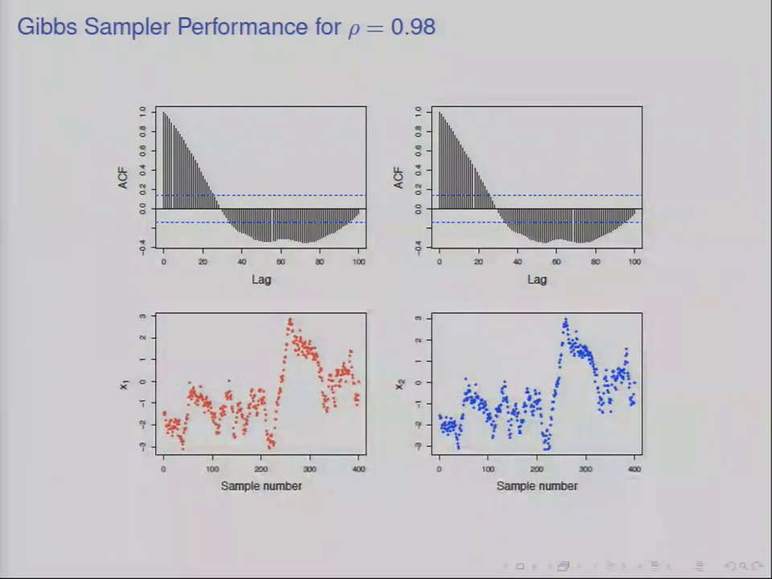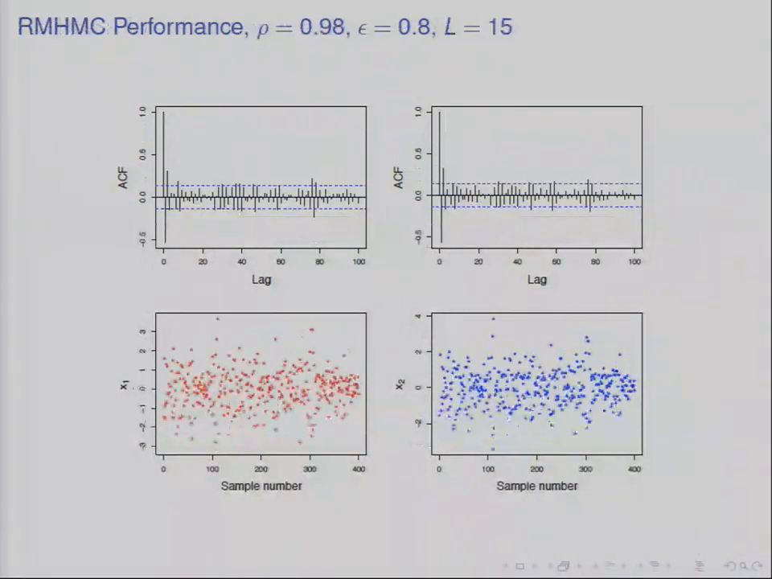If, on the other hand, we employ the appropriate metric structure and employ the implicit geodesics for our proposal mechanism, this is what we get. Well, it's almost independent. There's a very small lag at time 1, but apart from that, the samples are almost independent, and the mixing is almost immediate. So the convergence to the invariant measure is almost immediate.